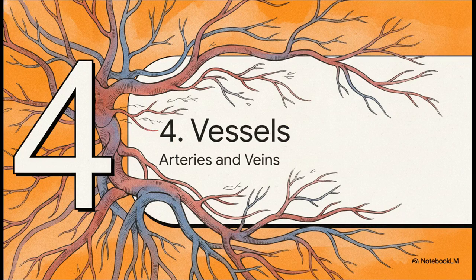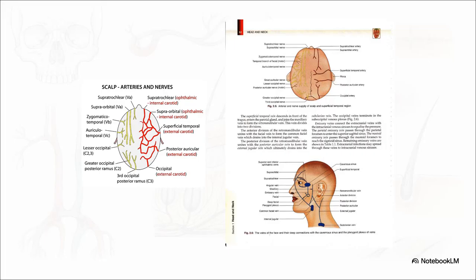All right, on to Section 4, arteries and venous drainage. Basically, the plumbing. What you absolutely need to grasp here is this incredibly rich vascular grid. In front of the ear, the scalp is fed by branches of the internal carotid artery, like the supratrochlear and supraorbital arteries, plus the superficial temporal from the external carotid.